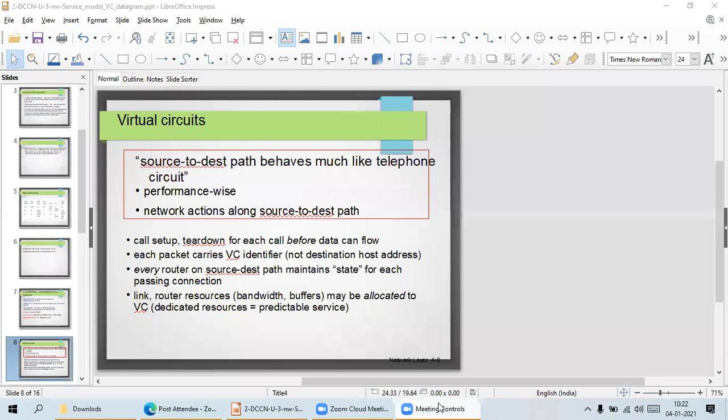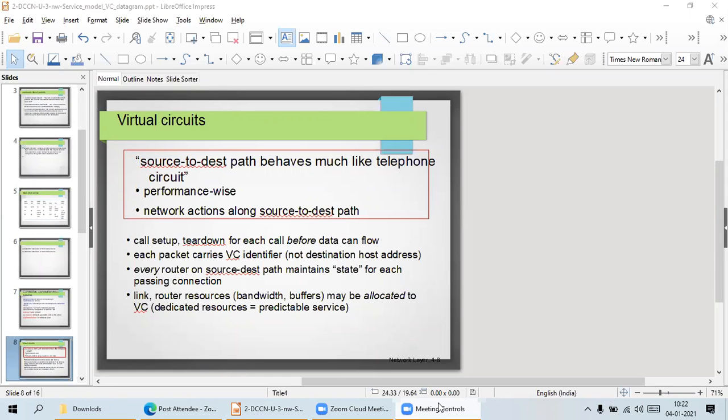Network actions along the source to destination path. The network also works along with the source to destination path. Whenever I want to establish a connection between a source and a destination, I will have the source to destination path. It is going to establish the path. Whenever I get the acknowledgement, then only I will transfer the data. Here you see some of the points.